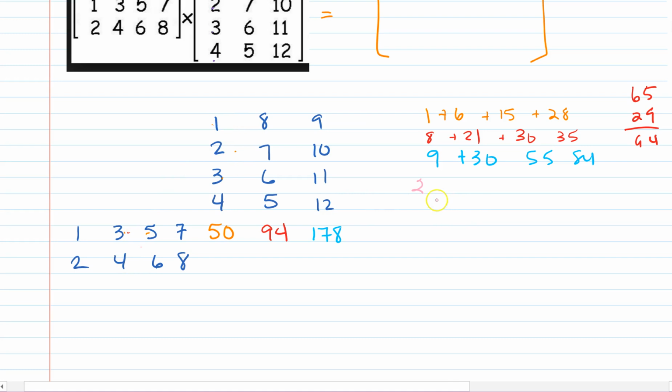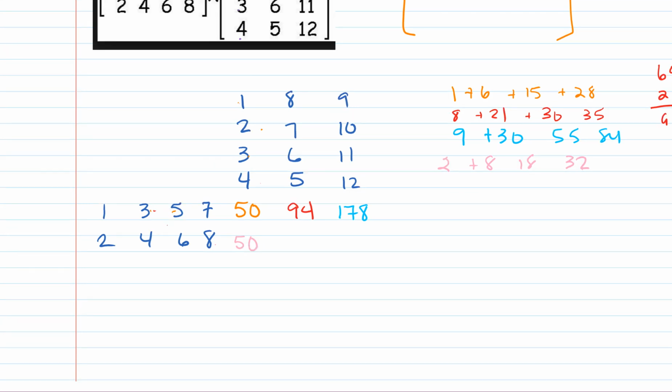2 times 1 is 2. 4 times 2 is 8. 6 times 3 is 18. And 8 times 4 is 32. Let's see, that's 40. 50? Is it 50 again? No, that's 50. It's 60. Sorry.